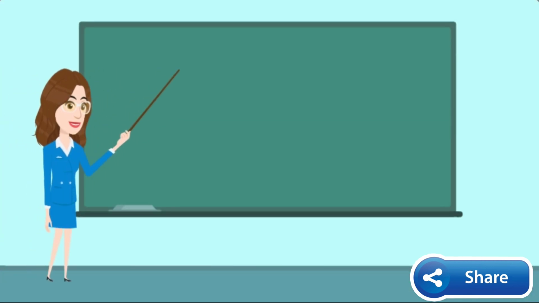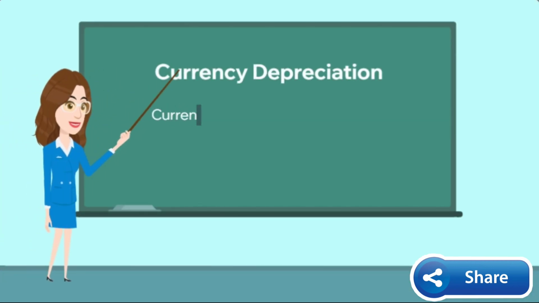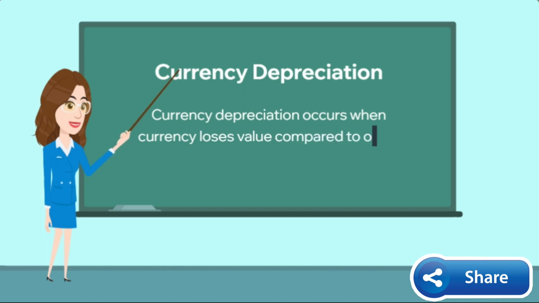Currency depreciation occurs when a currency loses value compared to other currencies. When the peso depreciates, it means people have to spend more pesos to buy imported goods. And it also is caused by either a decrease in demand for pesos or an increase in the supply of pesos.